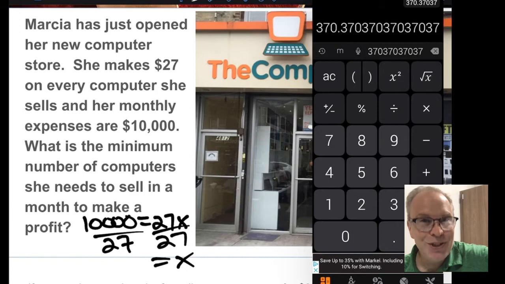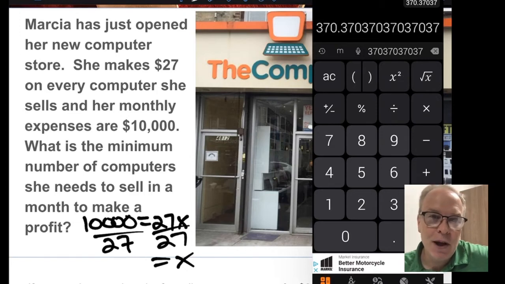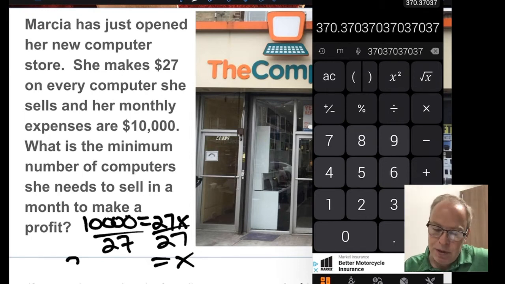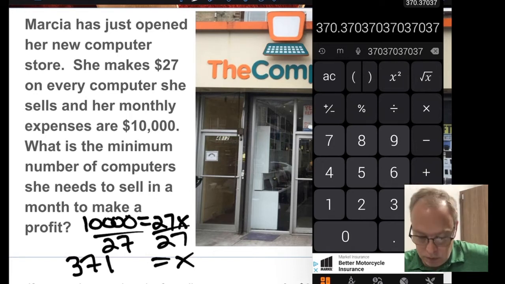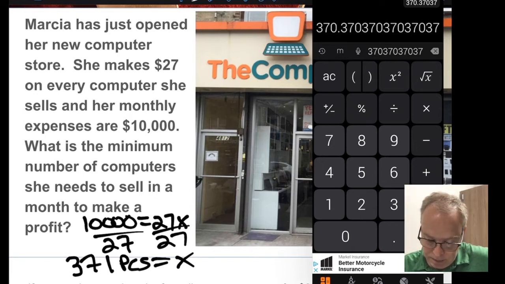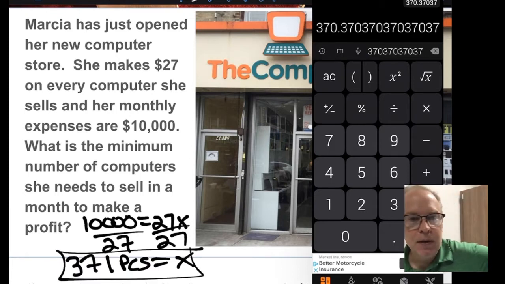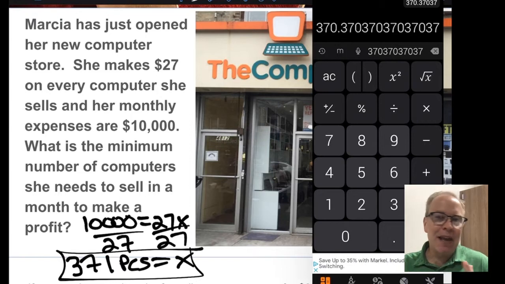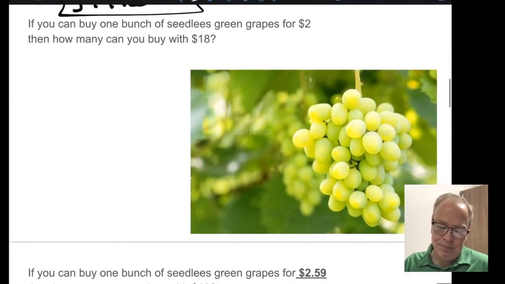No. She needs to sell one more to make an actual profit, because the question was how much does she need to sell to actually make a profit? So it would be 371 computers. I'll put PCs. Maybe they're Macs, but anyway. Okay, so hopefully that's helpful. We can't sell 0.4 of a computer, so she has to actually go to 371. All right, let's go to the next slide.